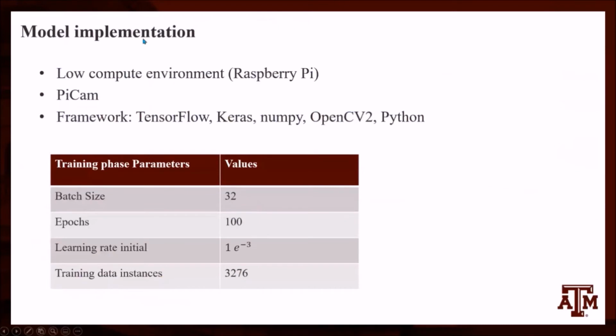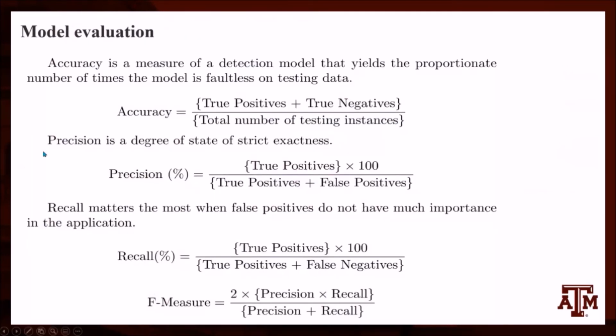Now the model implementation has been performed on a low compute environment, which is Raspberry Pi. It also uses the Pi camera, and the frameworks that we have used are TensorFlow, Keras, NumPy, OpenCV, and Python. During the training, we have used GridSearchCV in order to optimize the parameters, and the training parameters finally used are a batch size of 32, number of epochs of 100, an initial learning rate of 10 to the power minus 3, and the training data instances were 3276. For the model evaluation, we use three metrics: accuracy, precision, and recall, and the F measure is also used.